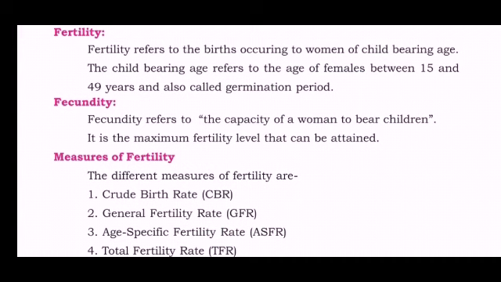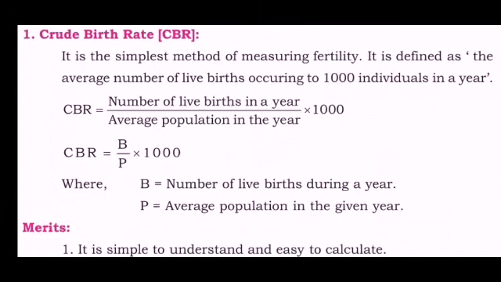in the exam. Next comes measures of fertility. There are 4 measures of fertility. First one is crude birth rate. Second one, general fertility rate. Third one, age specific fertility rate. And fourth one, total fertility rate. These 4 measures we'll discuss one by one. First one, crude birth rate.